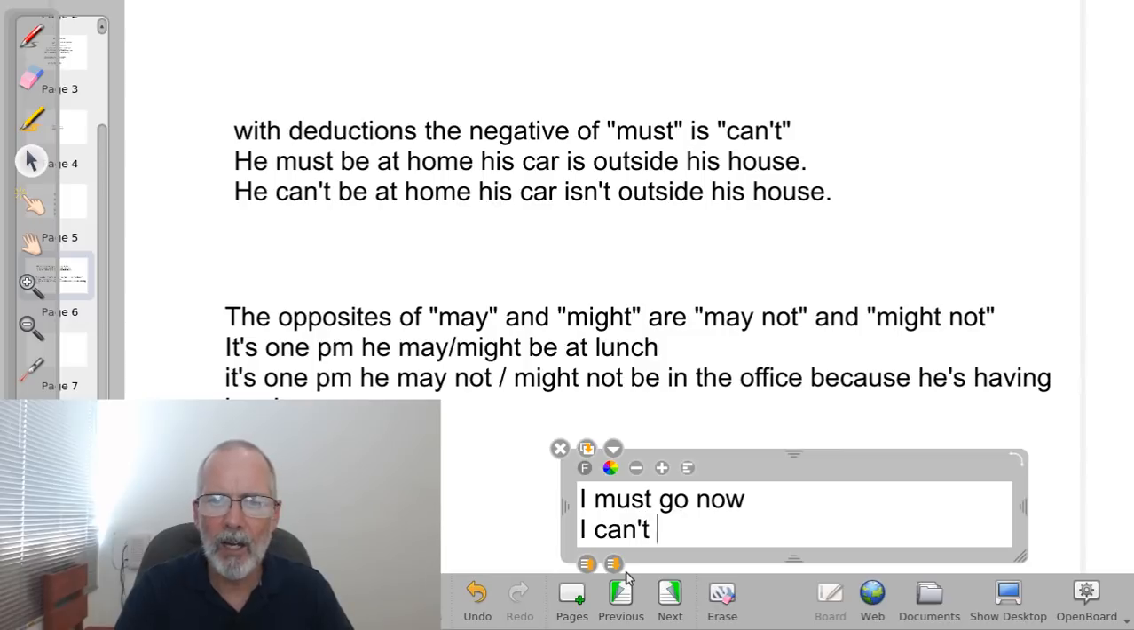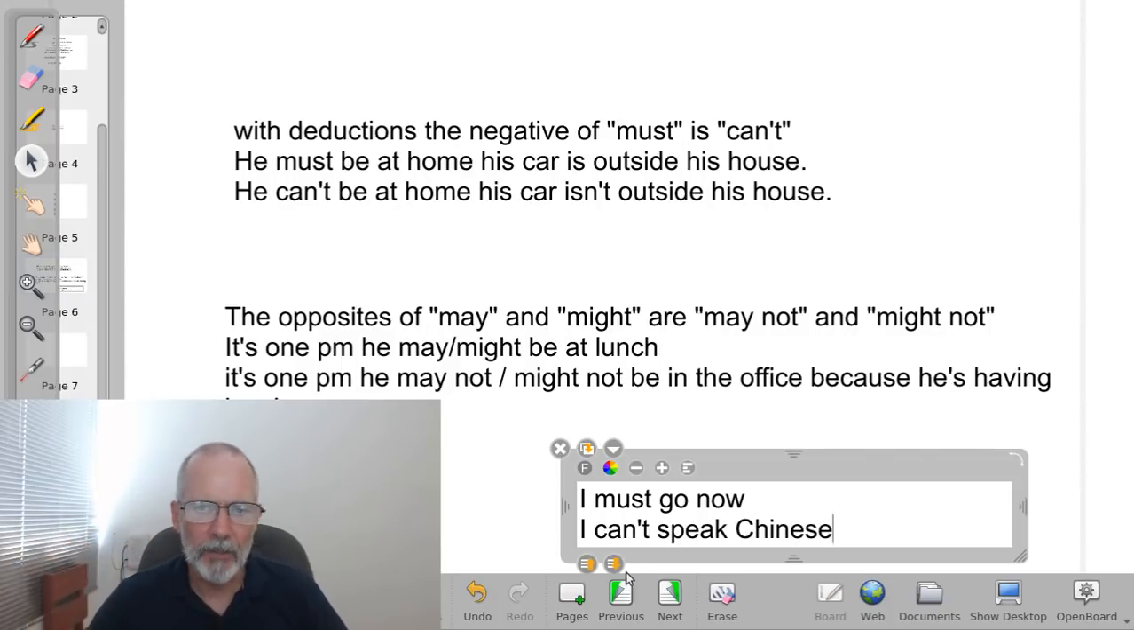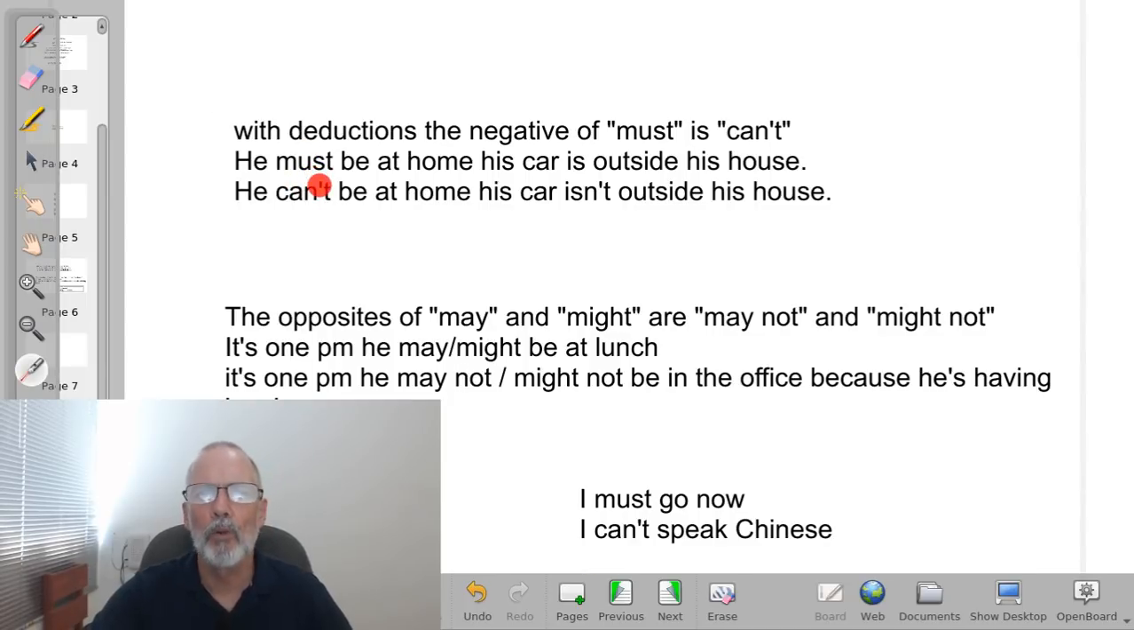And I can't speak Chinese. Here I'm using can't for ability or negative ability. These are different meanings from the meanings that we are looking at today. These modal verbs have different meanings. In the sentence I must go now, must is being used for obligation. In the sentence I can't speak Chinese, can't is being used for ability or negative ability. But in these two sentences, must and can't are being used to make deductions or assumptions. So in this sense, they are the opposite.